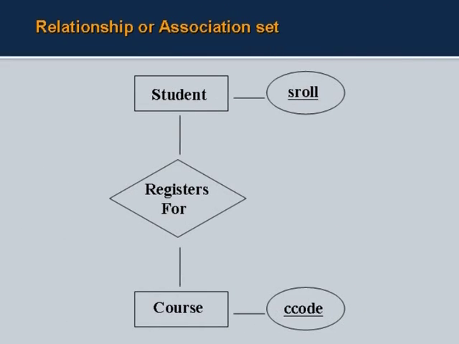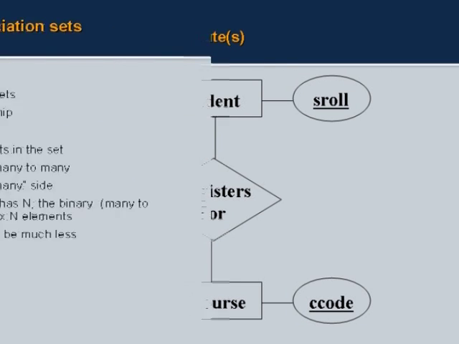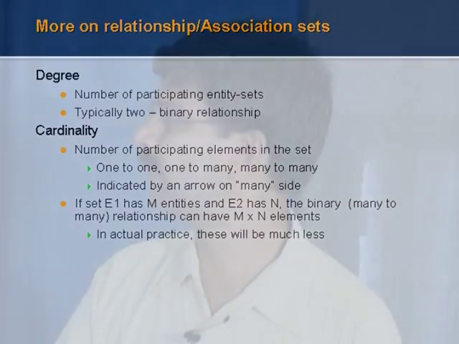So this relationship in this case is the registers for relationship between student and course. And student has a roll number, course has a course code. And you can have grades here. So the question here was cardinality, and that is covered in this slide. So the cardinality is the number of participating elements in the set.